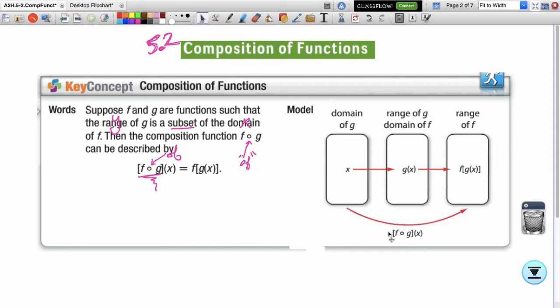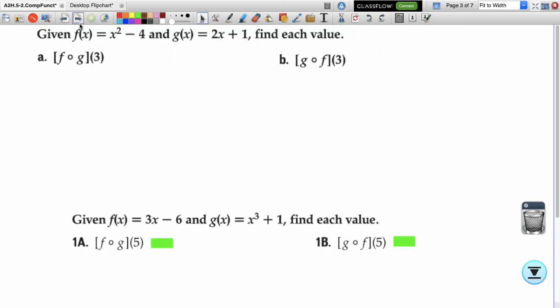Now, I know it feels weird. Big idea is that you should have this down. I do want you to write that the range of g is a subset of the f domain, or the f x values, because that's going to come into play in a little bit. So let's look at evaluating these a little bit using constants.